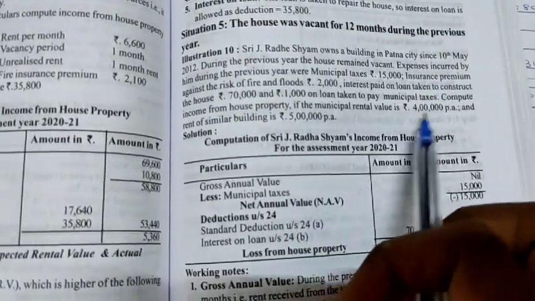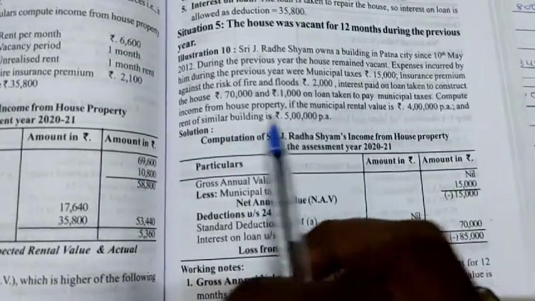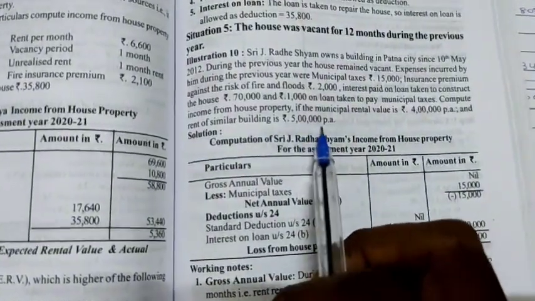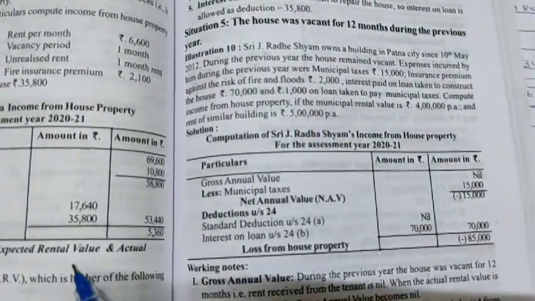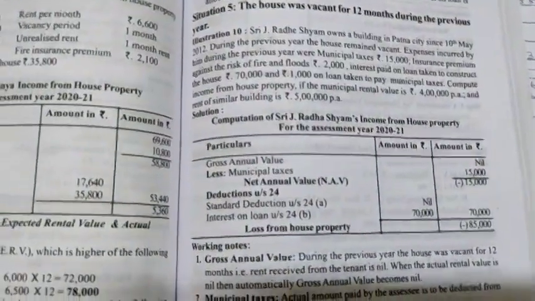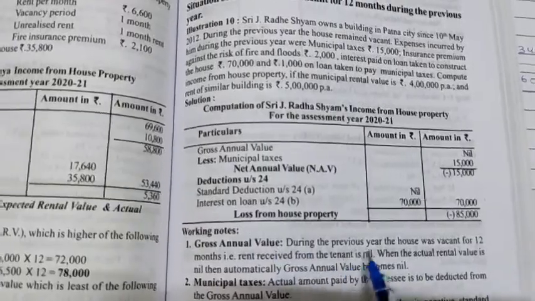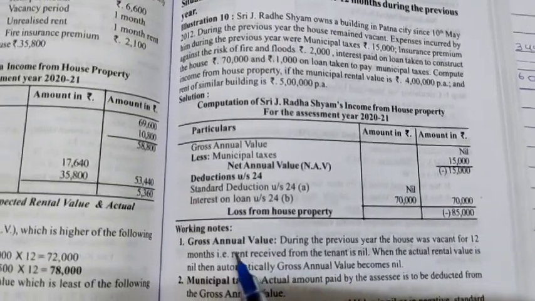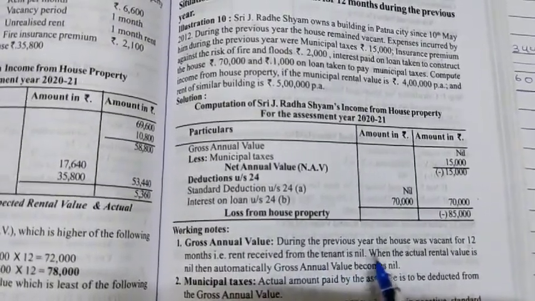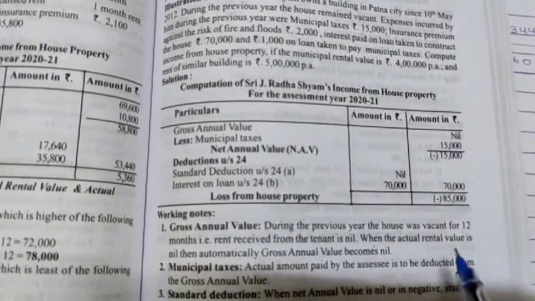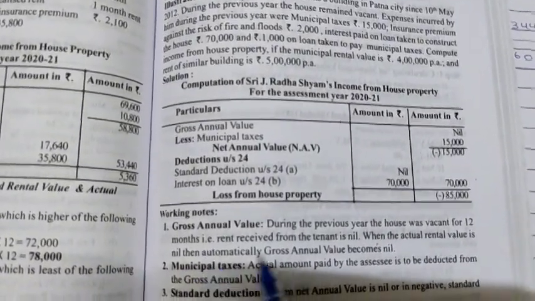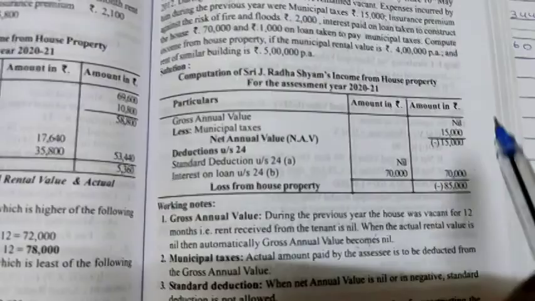Municipal rental value is 4 lakhs, and the rent of a similar building, the FRV, is 5 lakhs. But here ARV is not there, since he is not receiving any rent, so we can't calculate the GAV. During the previous year, the house was vacant for 12 months and rent received from the tenant is nil. When the actual rental value is nil, automatically the GAV becomes nil.